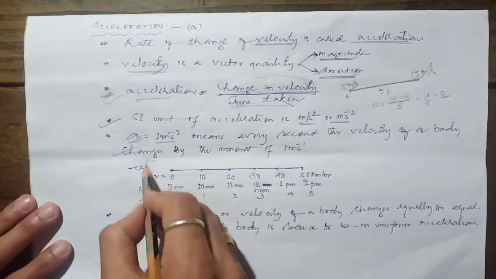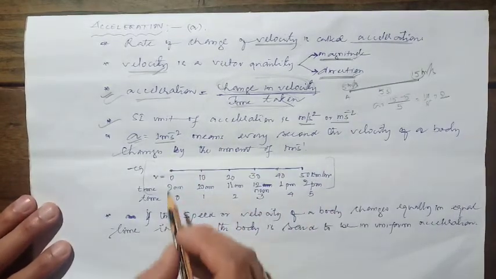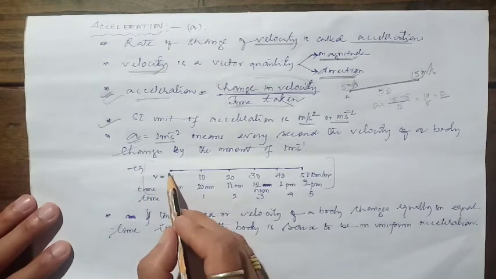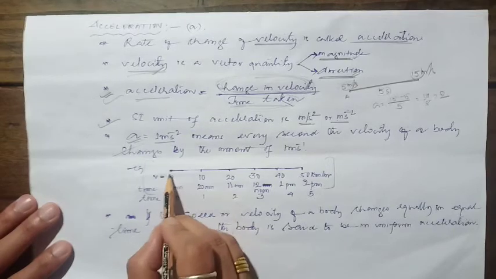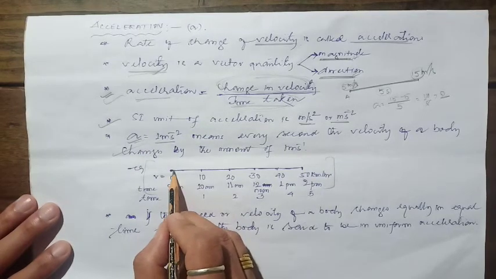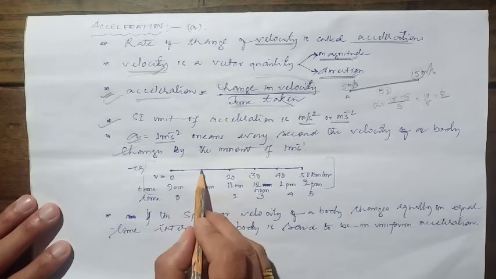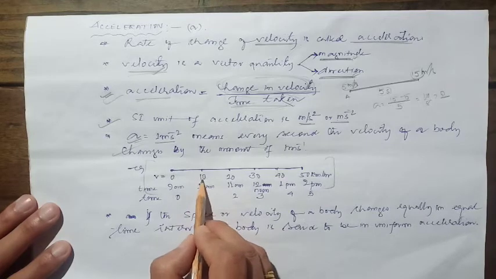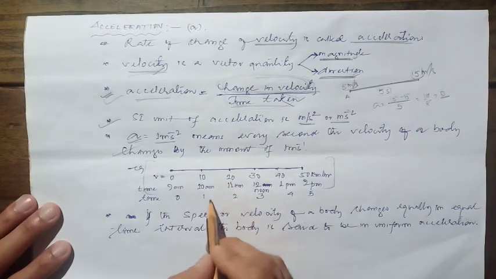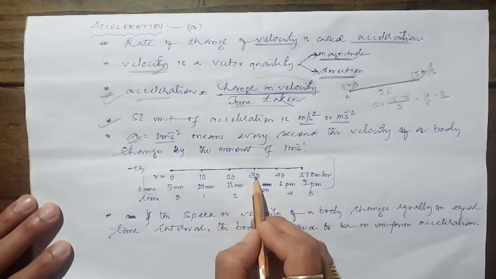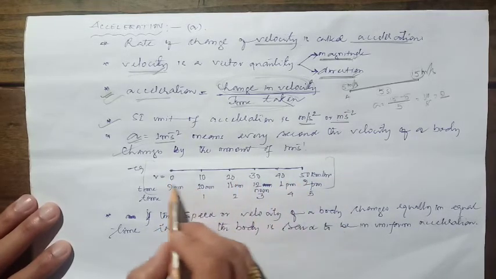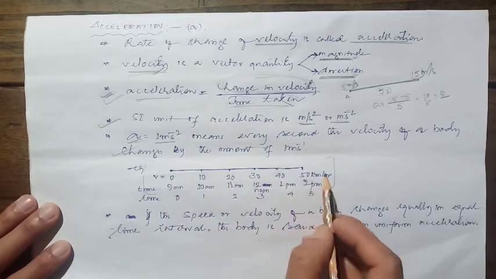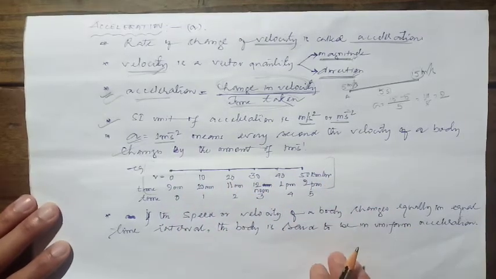Let's understand this with the help of an example. Suppose initially the body is at rest, let's take a car or any moving body. Now after some time, the speed becomes 10 km per hour, next 20 km per hour, 30, 40, and 50 km per hour. You can see in this example the body's speed is increasing. That means the body is under acceleration.